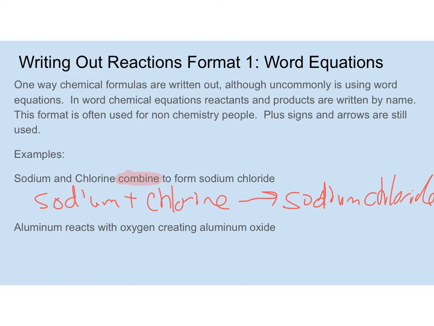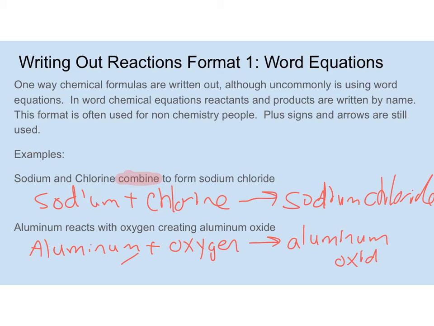Okay, let's take a look at the next one here. Okay. So the next one is aluminum reacts with oxygen, creating aluminum oxide. So when we're trying to identify the reactants and the products, it says aluminum reacts with oxygen. So that's going to be on the left side of the arrow. So aluminum plus oxygen. And then it says that creating aluminum oxide. So that's going to be my product. And that's simply all that word equations are.